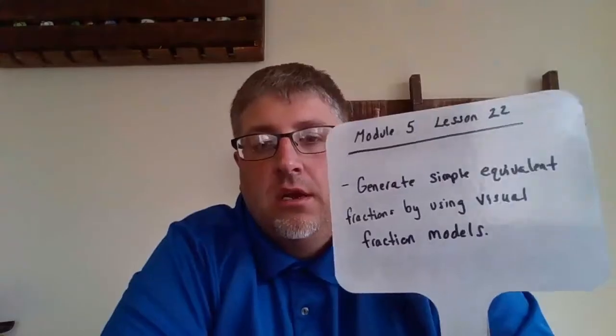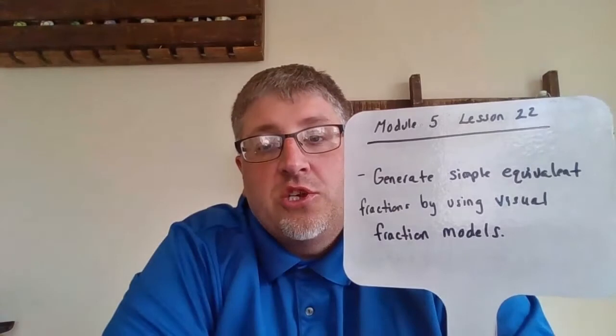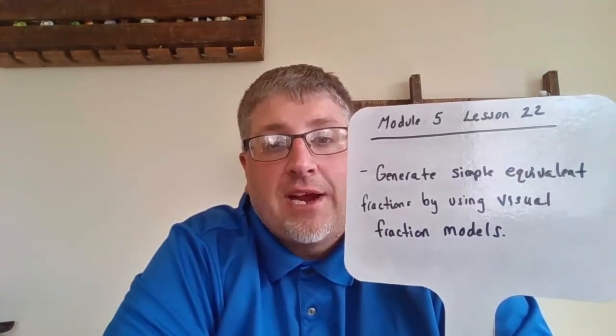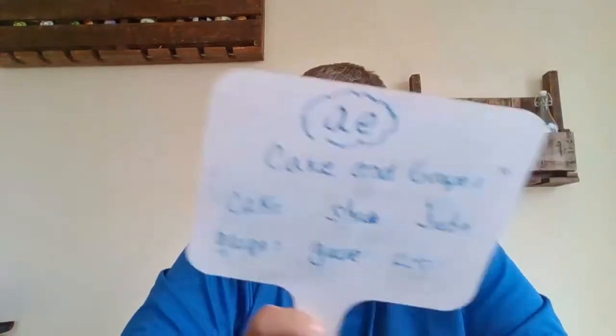We're looking at Module 5, Lesson 22. We're going to generate simple equivalent fractions by using visual fraction models. Okay? So this is going to look like, we're going to get our pal, the number line, out again. And we are going to plot some fractions on the number line, and we're going to look where certain fractions line up together to make equivalent fractions, okay? So it's basically just spotting what is going on and understanding what is being asked.